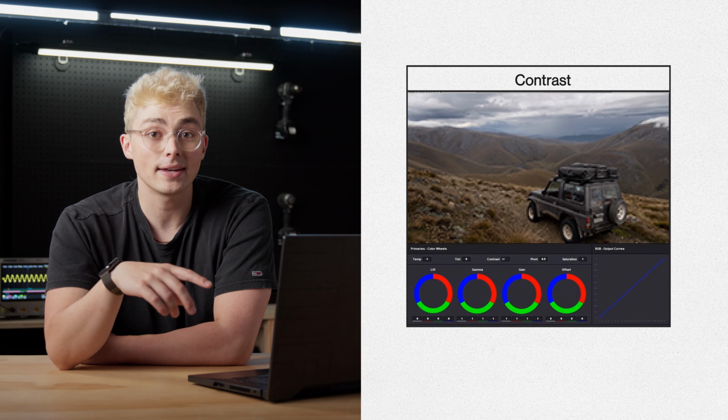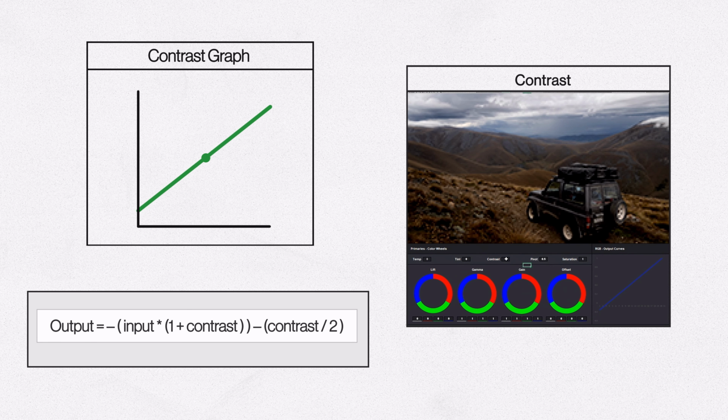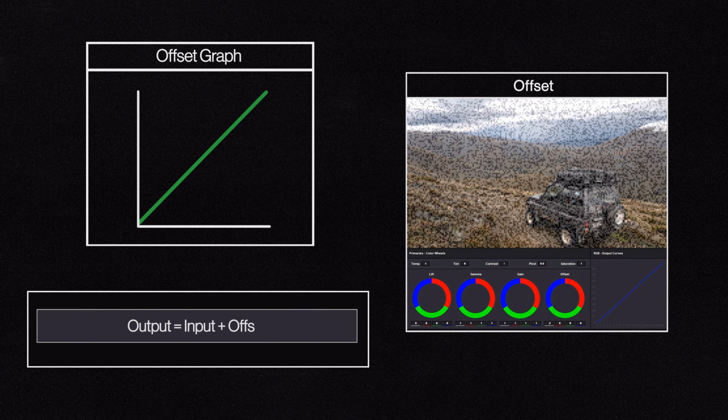Contrast works in a similar way, taking our graph and multiplying it based on a pivot, making our brights brighter and our darks darker. And we can adjust where this pivot or crossover point is by changing the pivot value. All of those are multiplication, but what about addition? For that we have offset, which shifts the whole image up or down, but keeps the same slope.